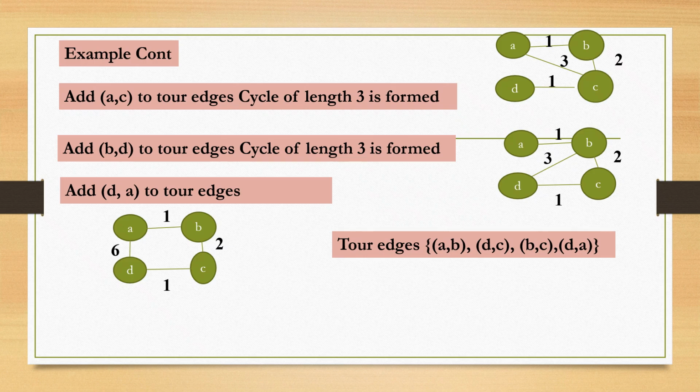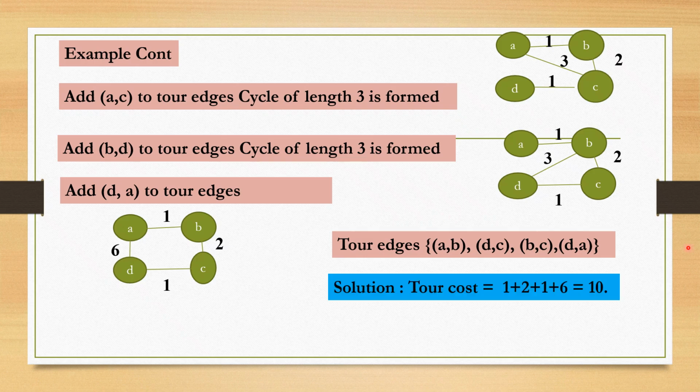What is this 3? See here, A, B, C. It is forming a cycle among the three edges, so the length is 3. Here also it is forming a cycle among the 3 edges, so it should be neglected. Finally, I am adding AD. It is forming a cycle, but it is of length 4, so I am accepting it, since it should not form a cycle of length less than n. What is n? The number of vertices. Here it is 4. So when n is 4, it should not form a cycle of length 3. So this is a simple way of finding a tour using the multi-fragment heuristic algorithm.